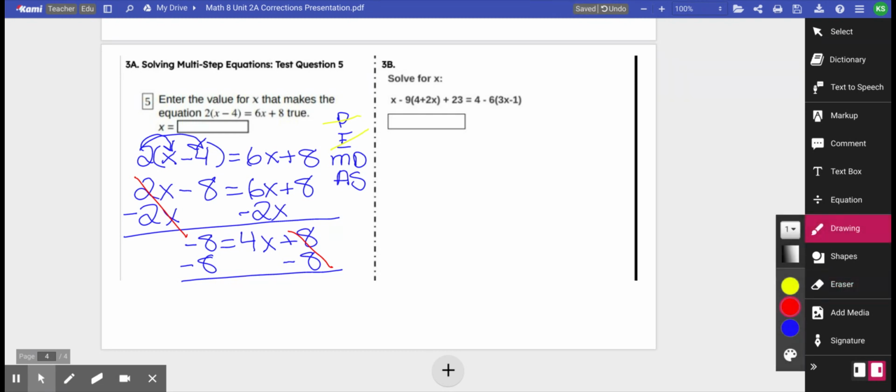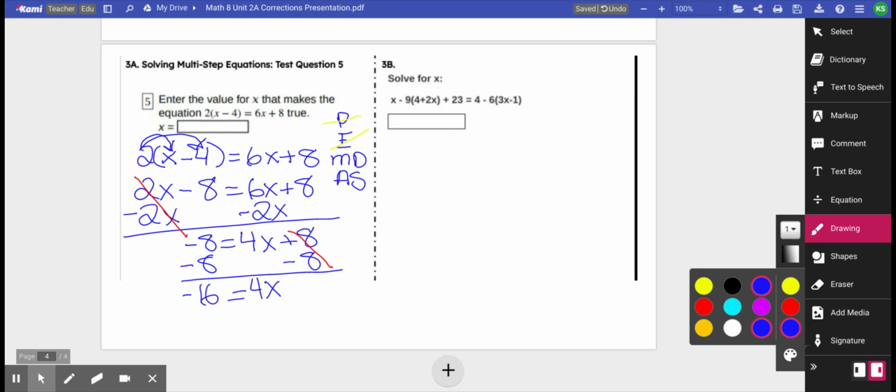So then I have the 4x still here is equal to negative 16. Now my last step is I need to move that 4 away from the x. That is multiplication, so I'm going to undo it by dividing. So I divide both sides by 4. So these two 4's cancel out, and I'm left with negative 16 divided by 4, which is negative 4, equals x, or x equals negative 4. Whichever way you write it, it is still the same.